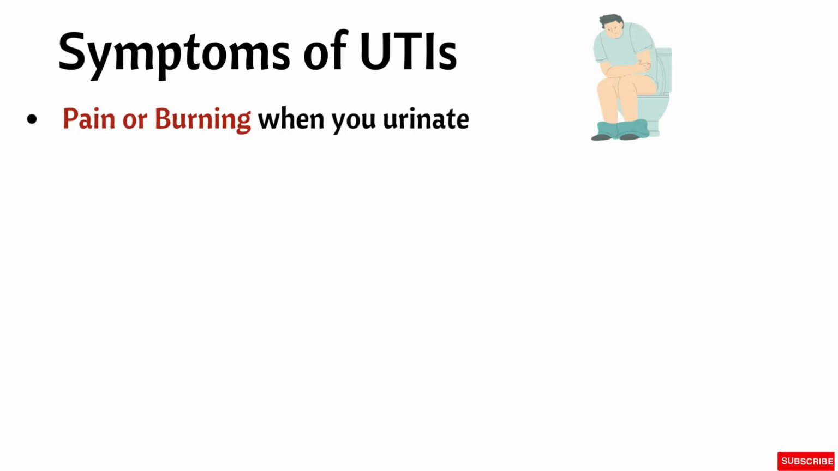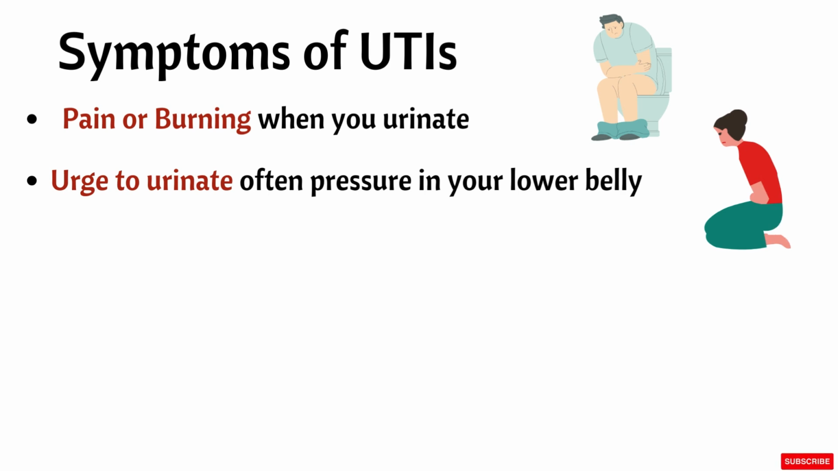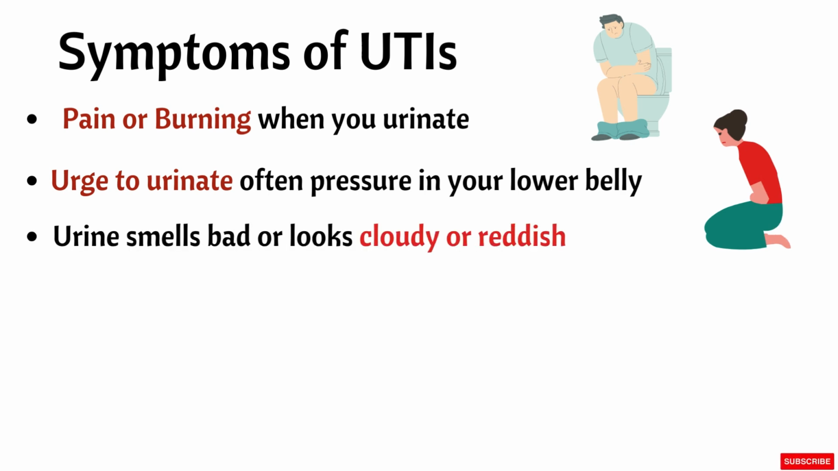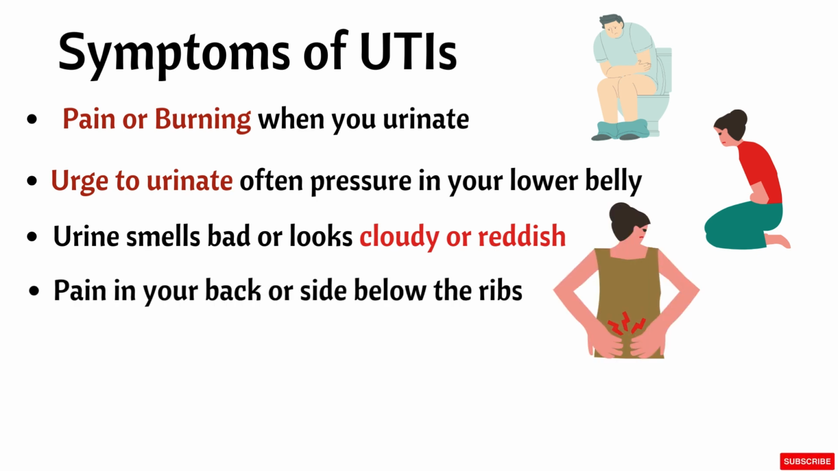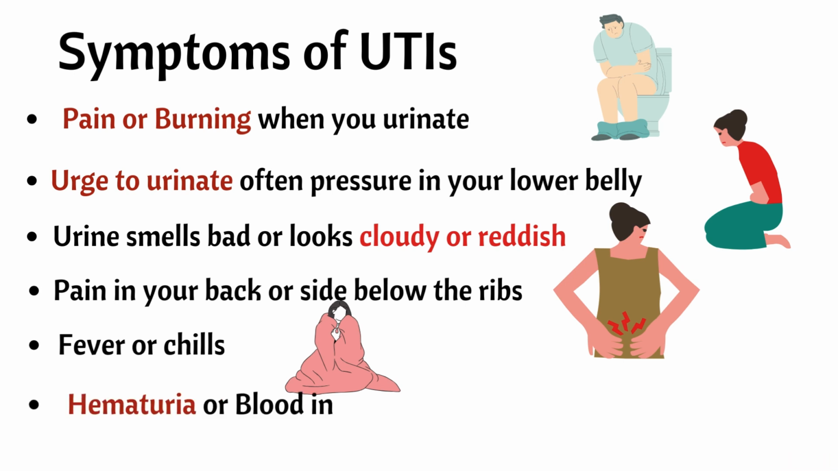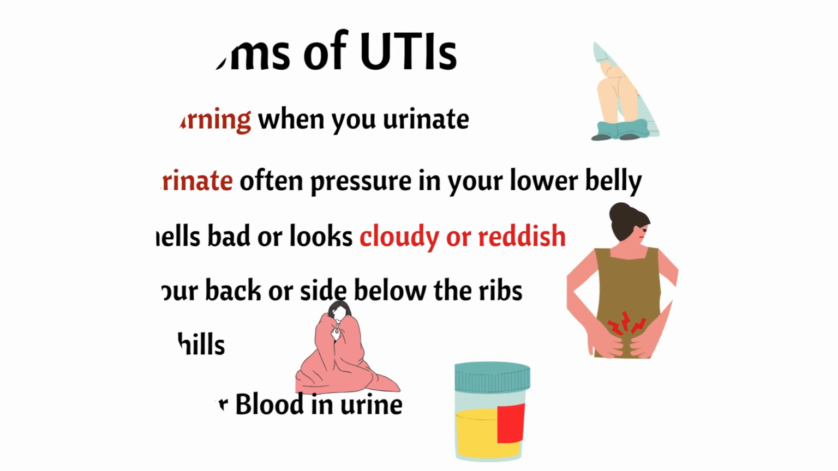Main symptoms of UTIs. You may have a urinary tract infection if you notice pain or burning when you urinate, an urge to urinate, often pressure in your lower belly, urine that smells bad or looks cloudy or reddish, pain in your back or side below the ribs, fever or chills if the infection reaches the kidneys, hematuria or blood in urine.